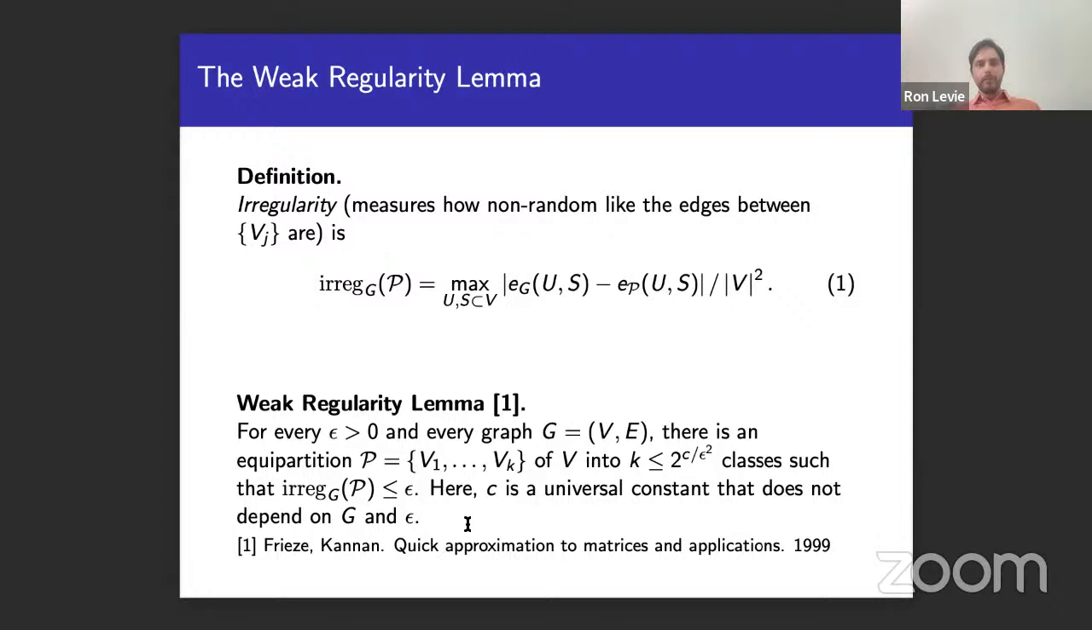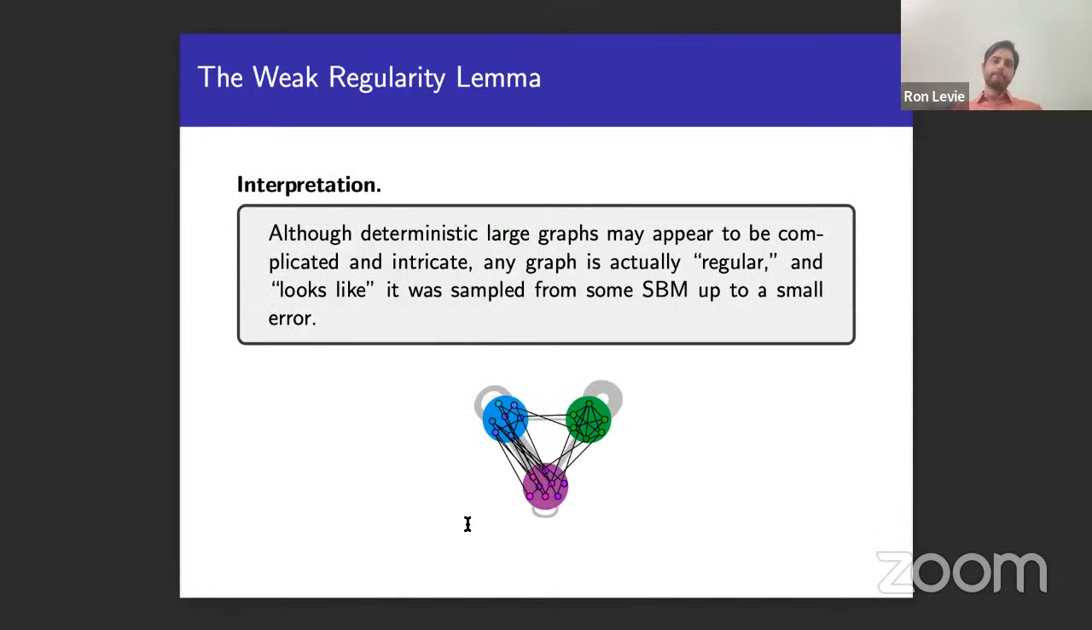Okay, so this is the weak regularity lemma. In summary, it says that even though deterministic large graphs may look complicated, they're actually regular and behave like random graphs that were sampled from stochastic block models. So there is no way I can give you pen and paper and you can try to plot a graph that looks as deterministic as possible. It's impossible to do it. I can always find a stochastic block model such that the graph looks like it was sampled from it, and the number of blocks just depends on how much I want the graph to look random.